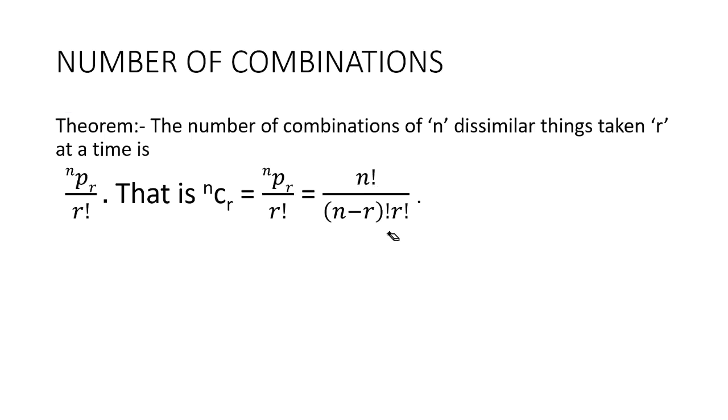I repeat, the number of combinations of n objects taken r at a time is going to be nPr upon r factorial. In general, we denote the number of combinations of n objects taken r at a time by nCr, and we read it as n choose r. So n choose r is equal to nPr upon r factorial, which is equal to n factorial upon (n minus r) factorial times r factorial. We have given the proof of this in the last lecture.